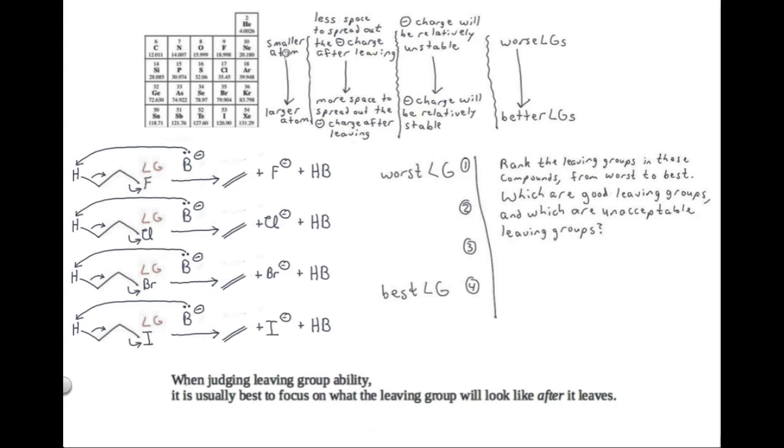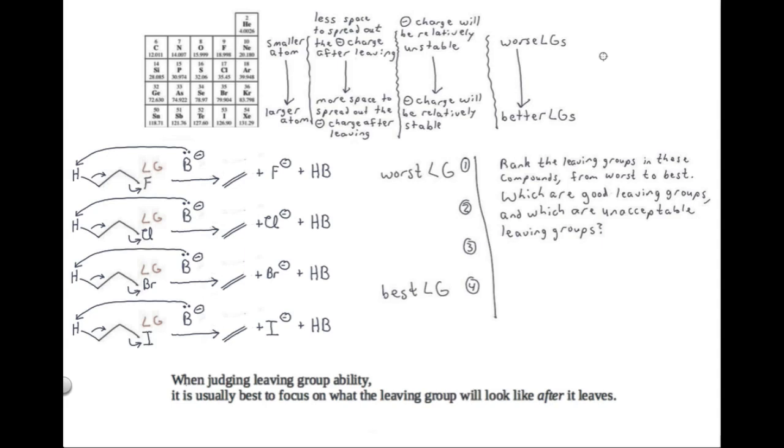On the other hand, the smallest atom, the fluorine, has the least space to spread out the negative charge after it leaves. That means that on the fluorine, the negative charge will be concentrated in a relatively small space, making the negative charge relatively unstable. Since the fluorine's negative charge will be relatively unstable after it leaves, that means it will be relatively difficult for the fluorine to leave in the first place, making the smallest atom the worst leaving group.